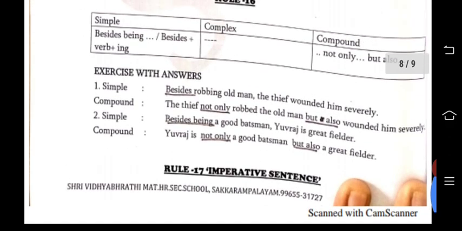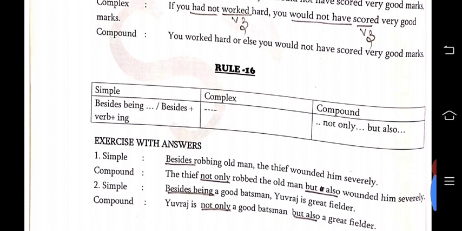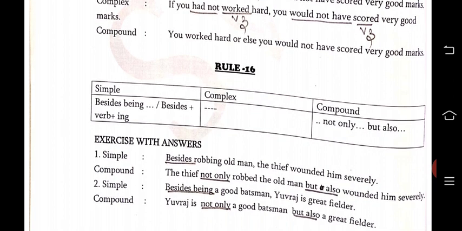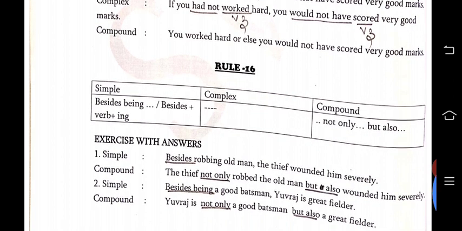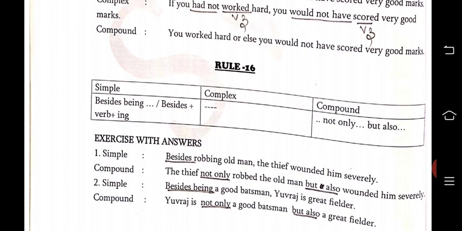Okay, so this is rule number 16. And see, I told you, we have coordinating conjunction and then correlative conjunction. So here in this rule number 16 we have used correlative conjunction. Okay, so not only but also. Besides robbing the old man, the chief wounded him severely.